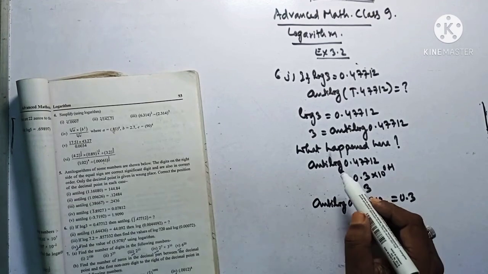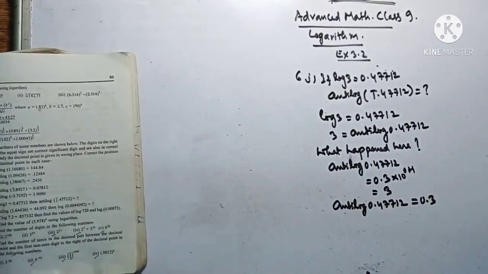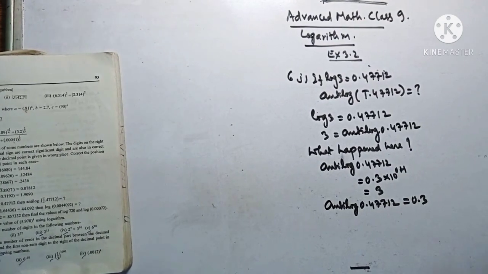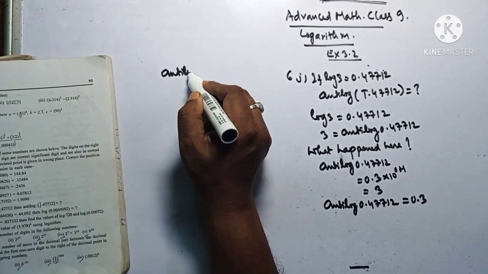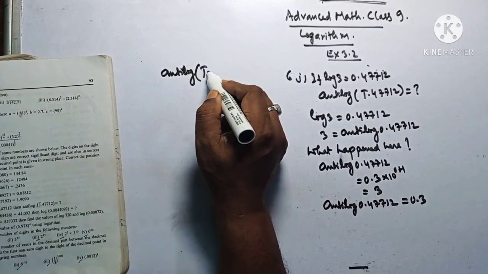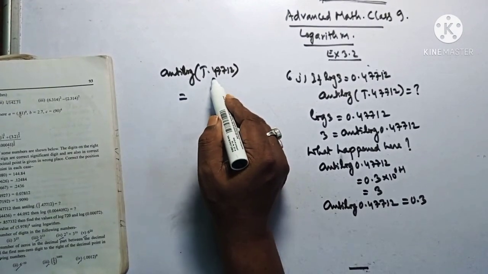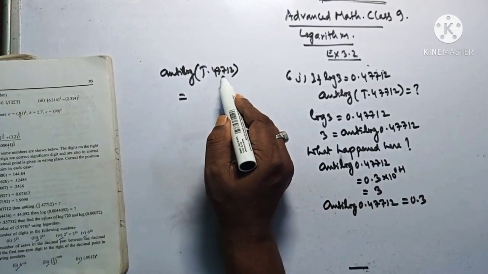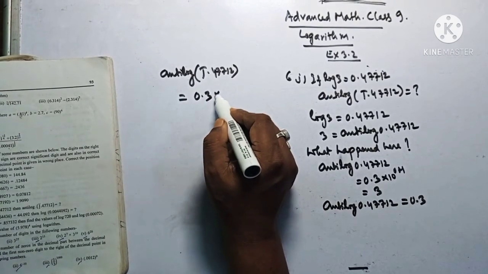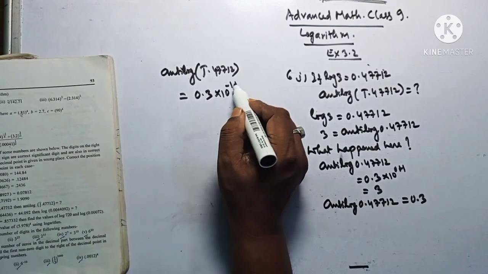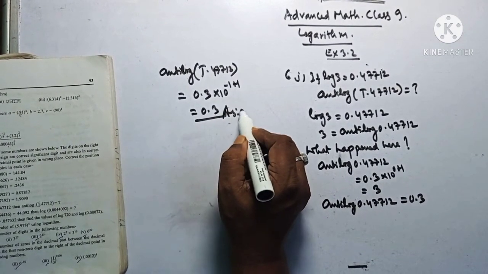This we conclude here. So now you see, your antilog 1 bar 0.47712 will be equal to this 0.477, this antilog is 0.3, and into 10 to the characteristic minus 1 plus 1, so this will be equal to 0.3. This is your answer.